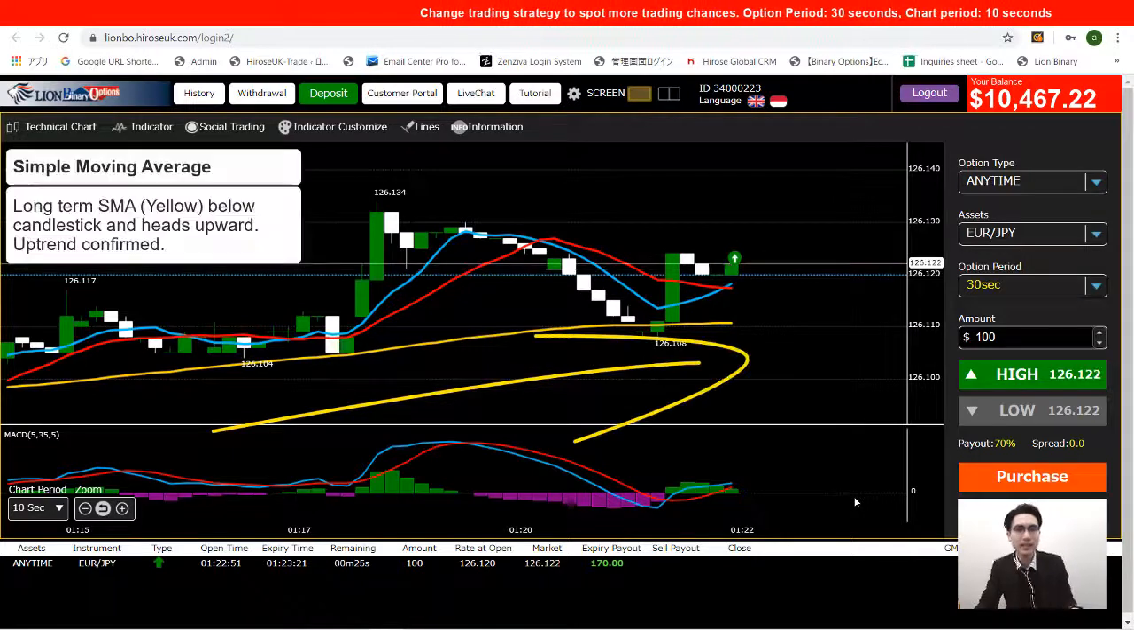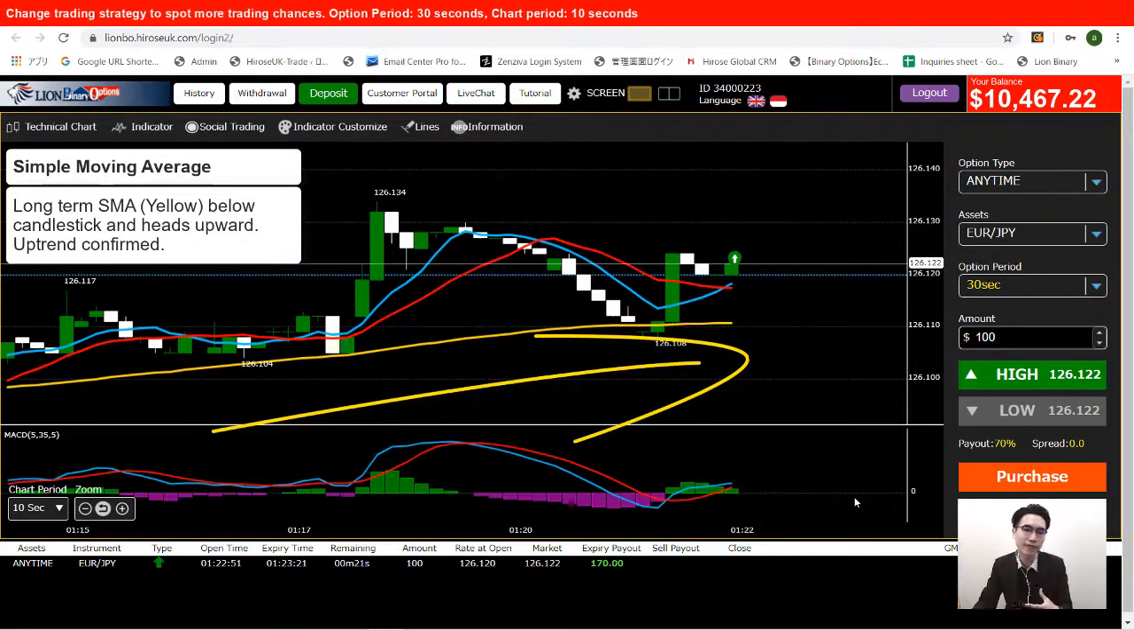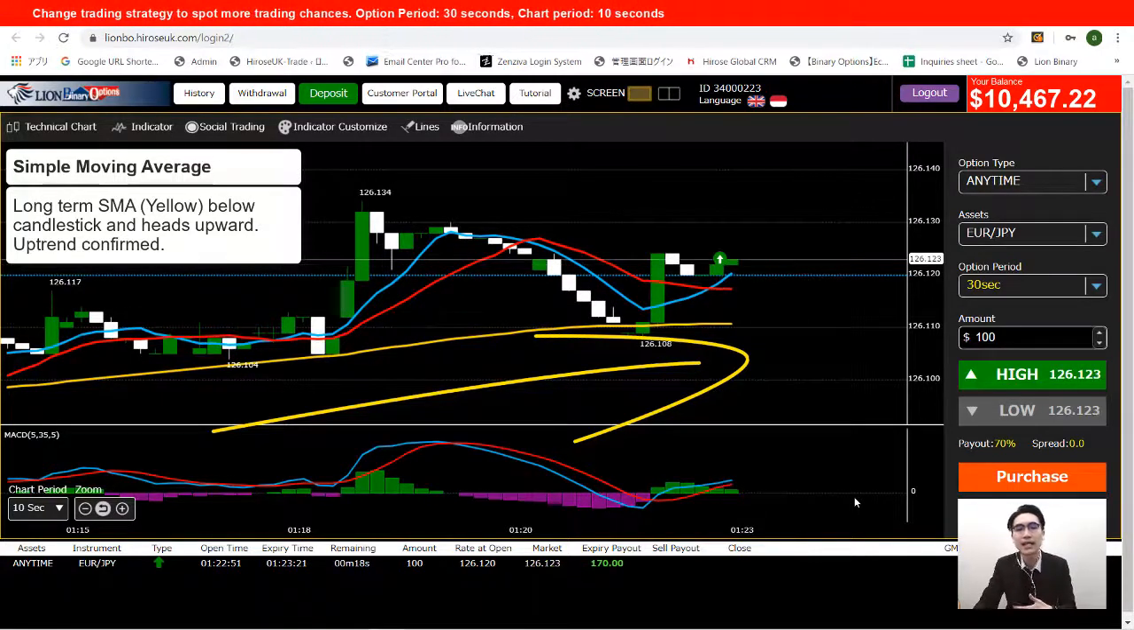So I placed the high. As I mentioned just now, it's the same here. The yellow simple moving average is below the candlestick, and it's pointing upward. So the price goes up overall.